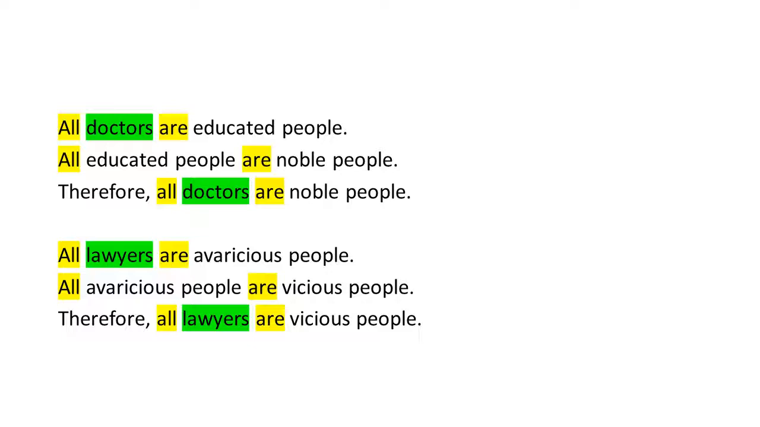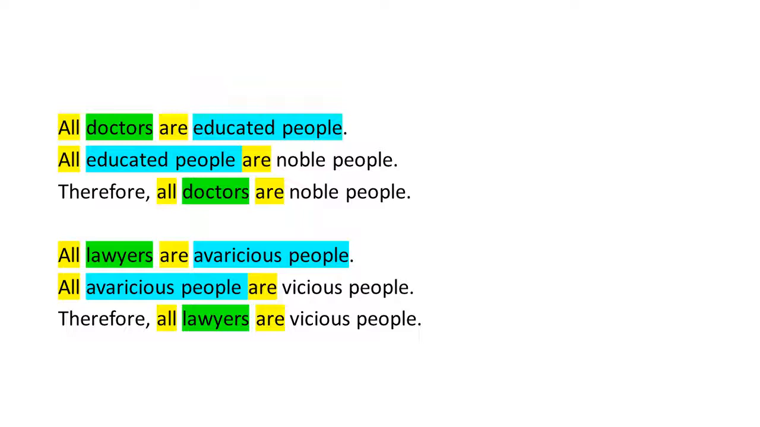Right, so next thing to do is to highlight the terms that are the same in both arguments. You'll note that in the first argument, we've highlighted doctors in green, and that appears in the first slot in the first premise and also in the first slot of the conclusion. Similarly for lawyers in the first premise of the second argument and lawyers in the conclusion of the second argument. Next we'll do the same thing for educated people, here highlighted in blue. Educated people is in the second slot of the first premise of the first argument and in the first slot of the second premise of the first argument.